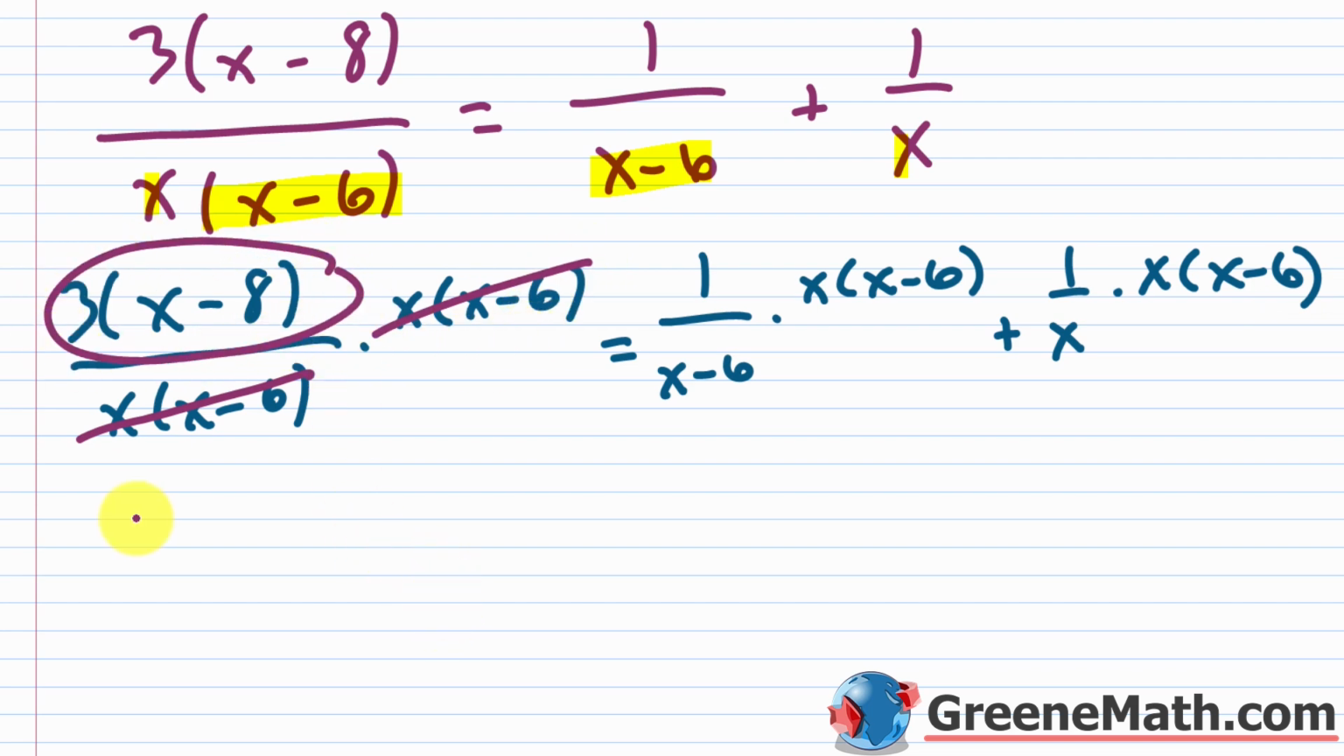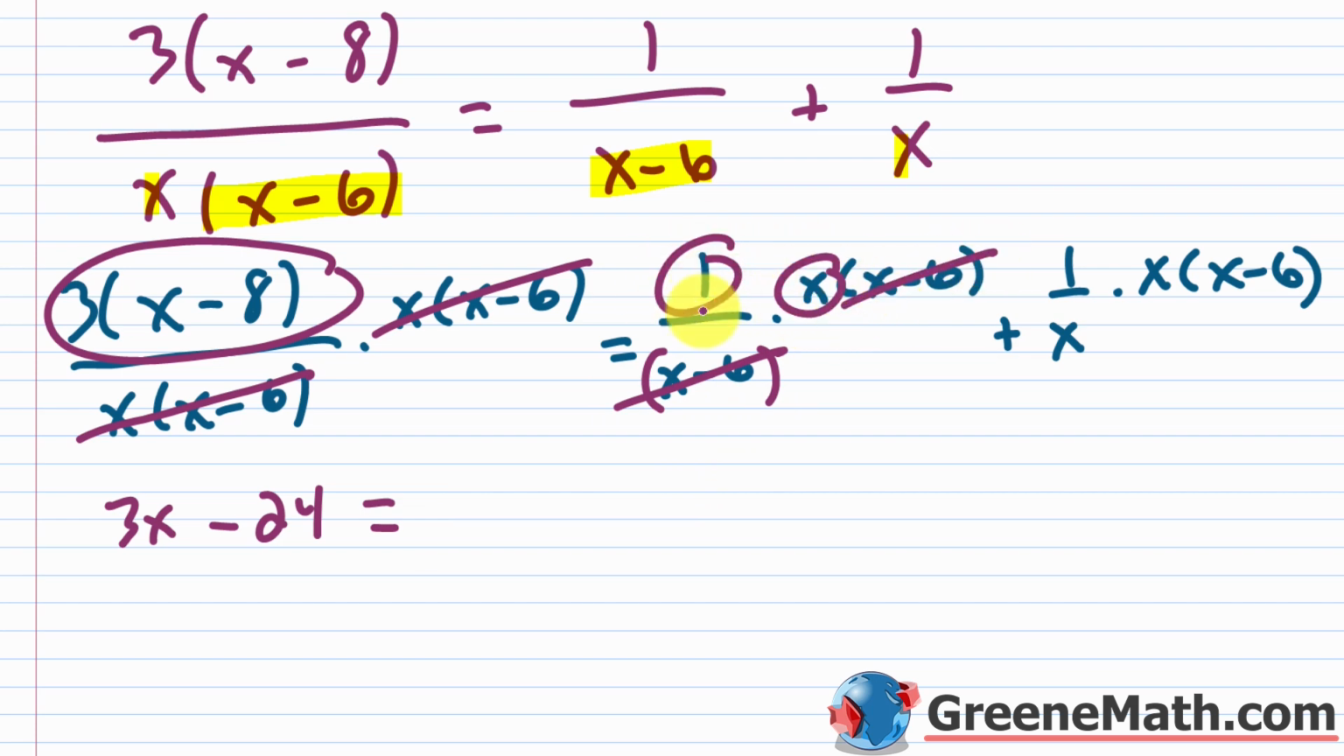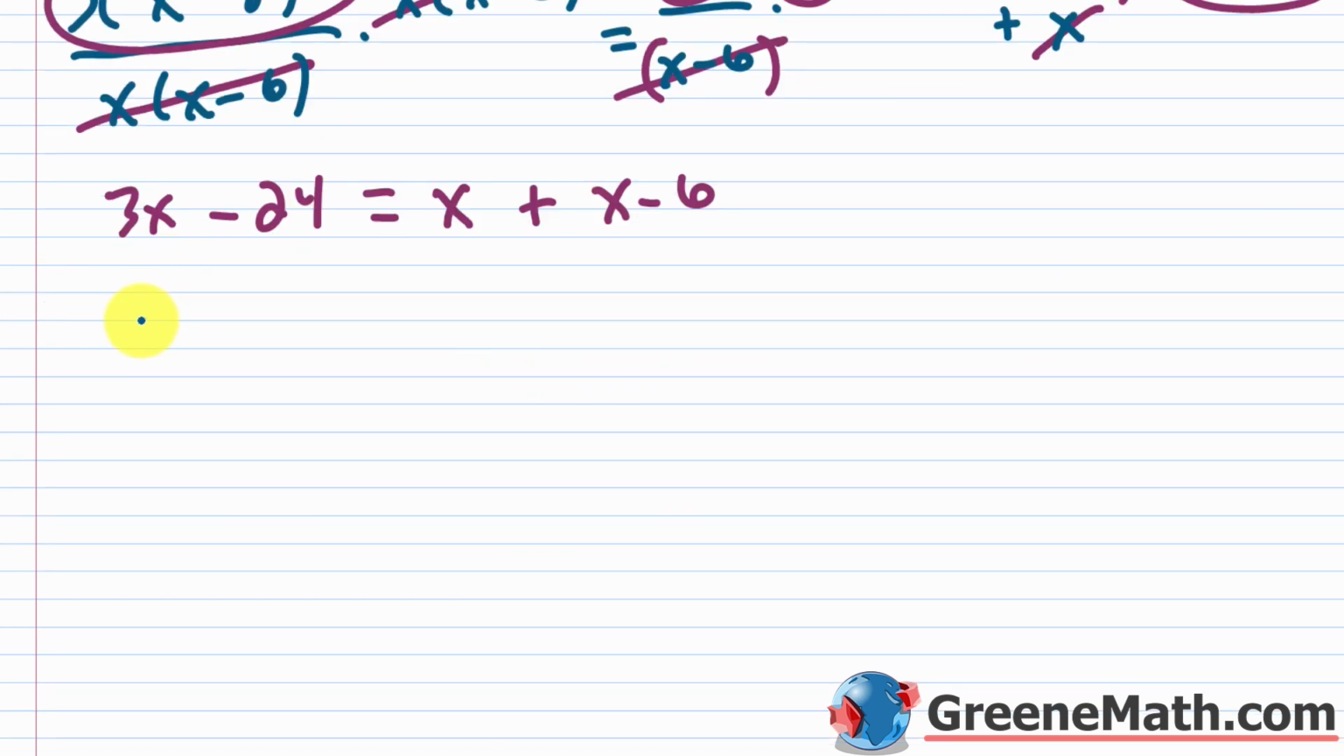Now you can do that now if you want and just say this is 3x minus 24. Then this equals, let me wrap this. This would cancel with this. So you have x times 1, which is just x. Then plus, this would cancel with this, and you have 1 times this quantity x minus 6, which is just x minus 6. Now to simplify, let's write 3x minus 24 is equal to x plus x, which is 2x, then minus 6.